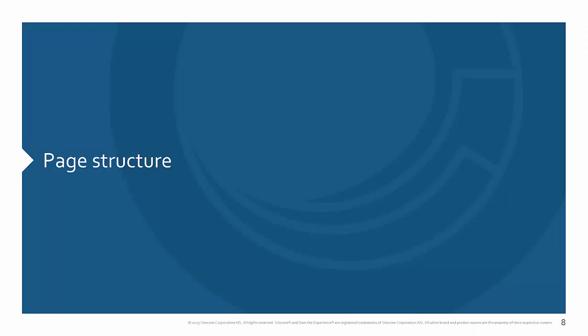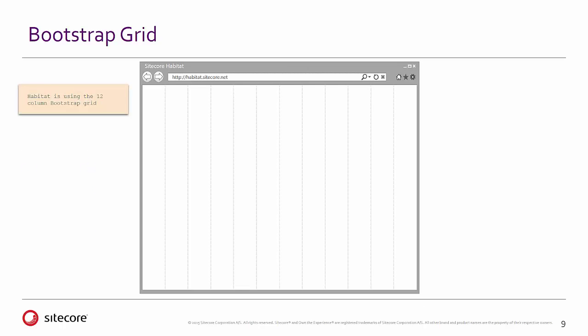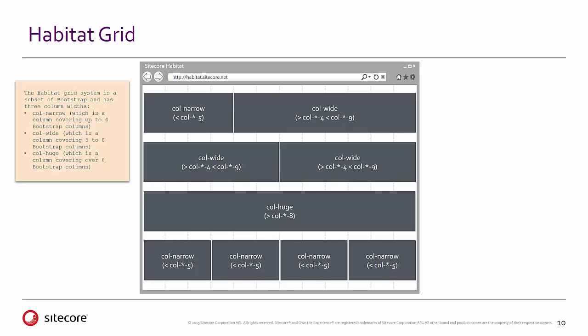So let's break it down into the specific areas, and in the end I'll show you an example of how to build up pages in Habitat. So first of all, as I mentioned, we use the Bootstrap framework and methodology. So Habitat is using that Bootstrap 12-column grid. We've applied an additional layer on top, simply because we need the components to be aware of where they're shown, in a wide or a narrow context.